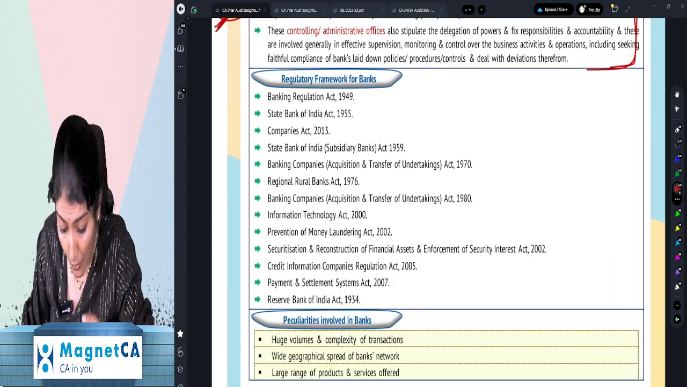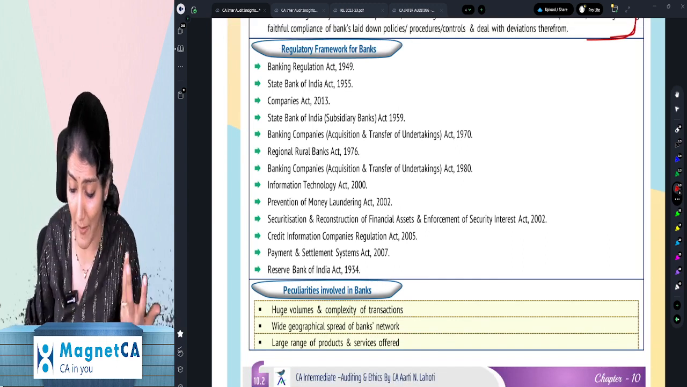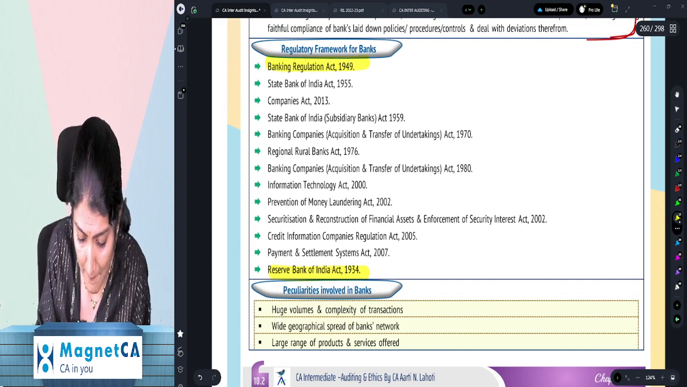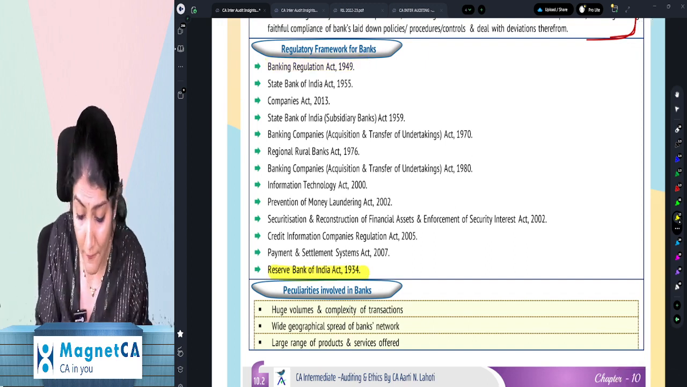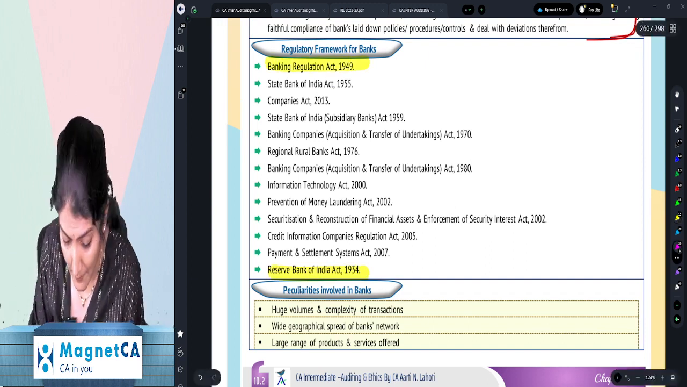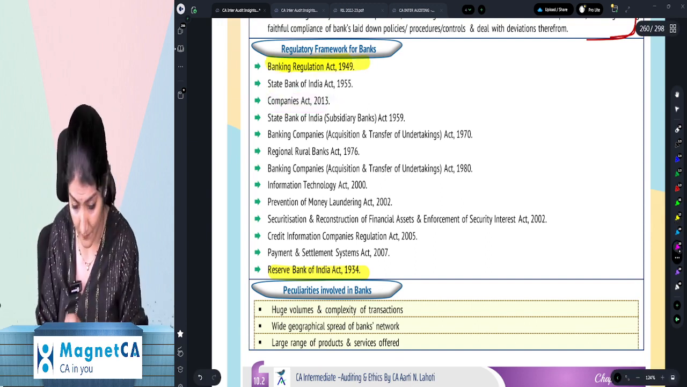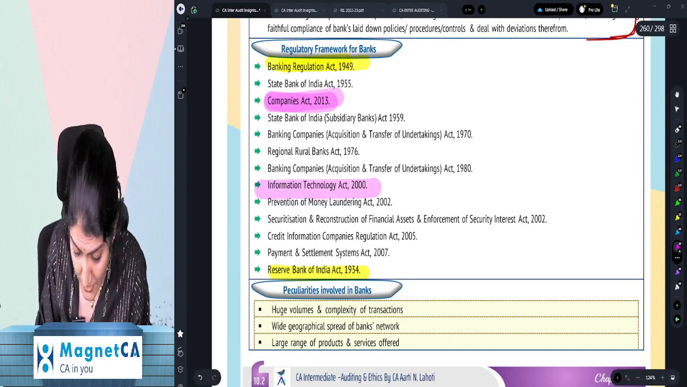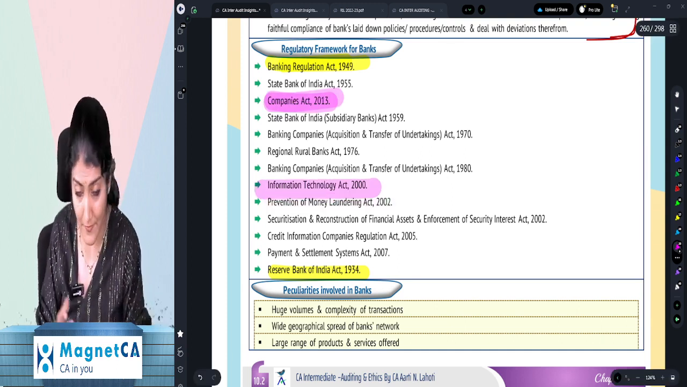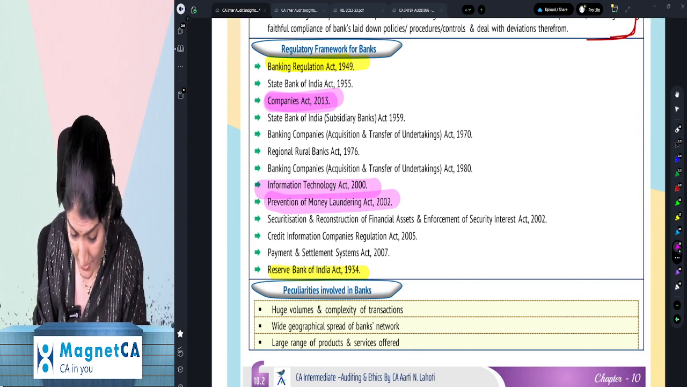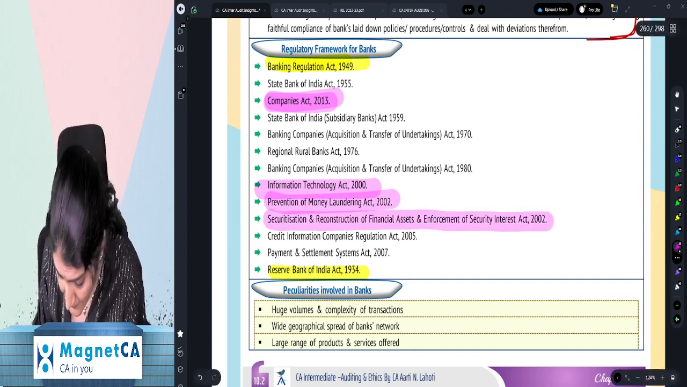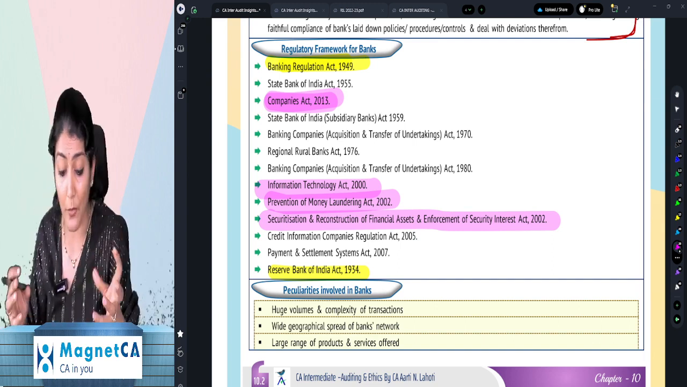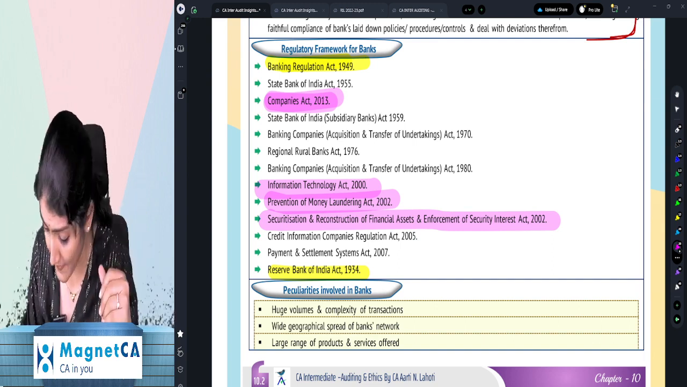Right, then what are the laws and regulations applicable in case of a banking company? So obviously, one, Reserve Bank of India, Banking Regulation Act. Then obviously if it's a company, then the Companies Act 2013 is going to be applicable. Right, then after that, nowadays banks also use IT, so you have the Information Technology Act, the PMLA, the Prevention of Money Laundering Act. And then the Securitization and Reconstruction of Financial Assets and Enforcement of Security Interest Act, popularly known as the SARFAESI Act.